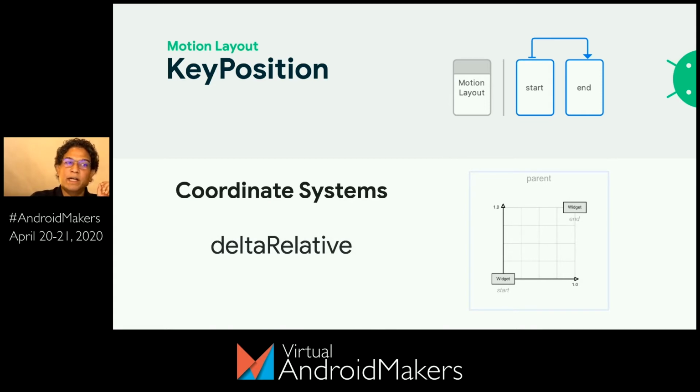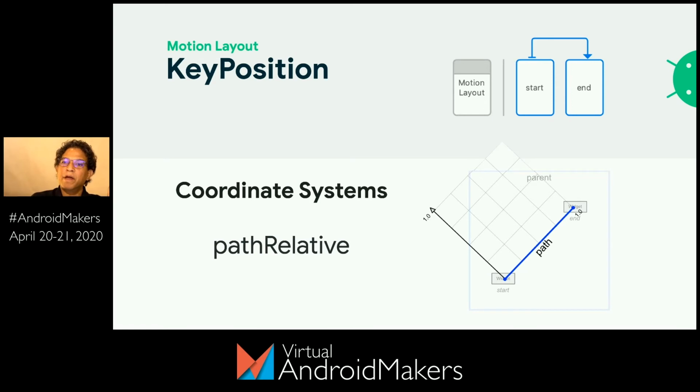The next one is delta relative. We know that the view is going to move from one point to another point. We want to make the motion relative to that motion. So 1 would be where it's going to end. 0 is where it's going to start. And the x coordinate is in the x-axis and the y coordinate is in the y-axis. Path relative rotates that so that the x-axis is in fact along the path and the y-axis is perpendicular.